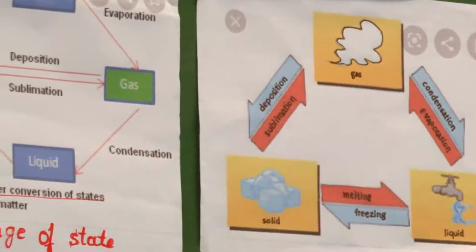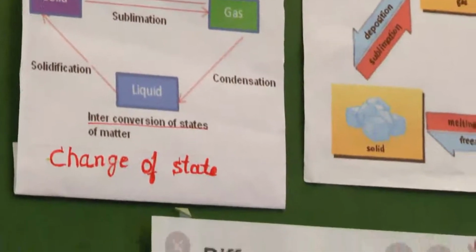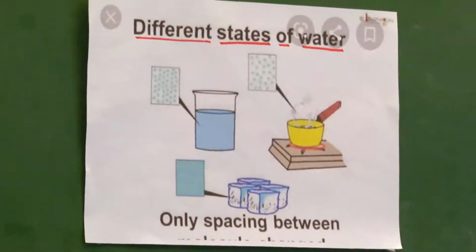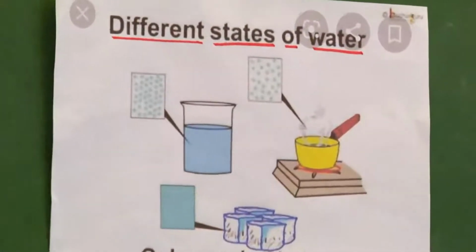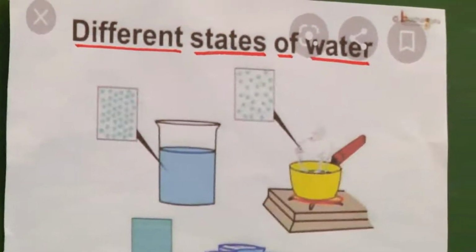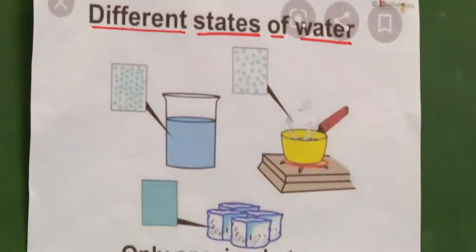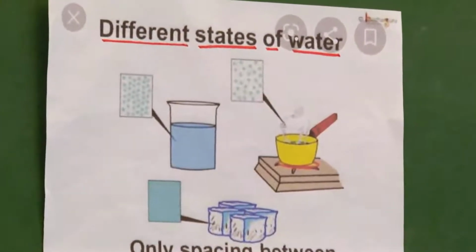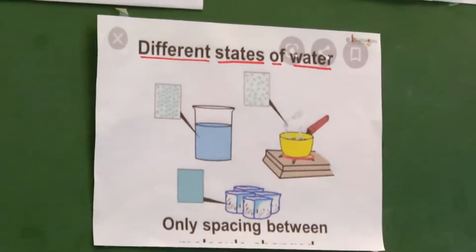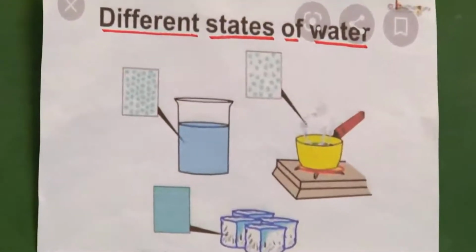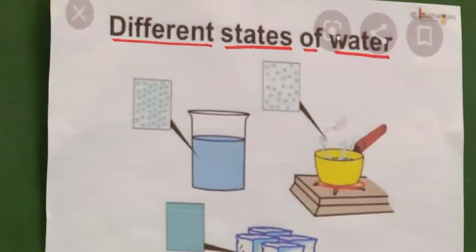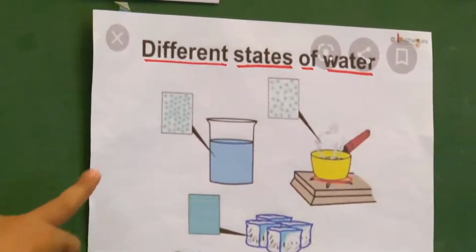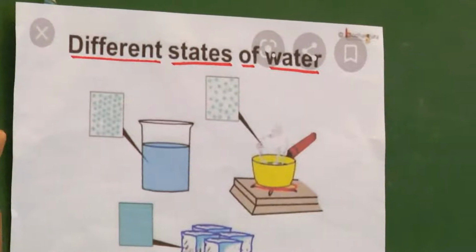Here is an example of the different states of water. When we consider water, it exists in all three states of matter. That means water is in the form of liquid, and water is available in the form of gas, which we call steam, and the clouds that we see. And water also exists in the form of solid, that is ice. We are very fond of eating ice. So these are the three different states of water.